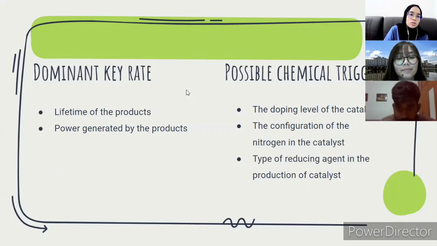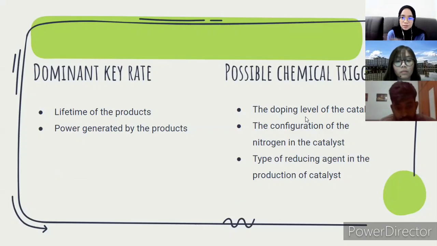Okay, next I'm going to talk about the dominant key rate. Our dominant key rate is based on the lifetime of the products as well as the power generated by the products to measure the effectiveness of our project. The possible chemical triggers is the doping level of the catalyst, as different doping levels can affect the efficiency of our fuel cell. Next is the configuration of the nitrogen in the catalyst and the type of reducing agent in the production of the catalyst, the nitrogen doped graphene, because there are several types of reducing agents such as hydrazine hydrate and urea.